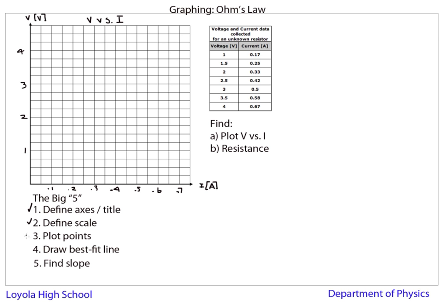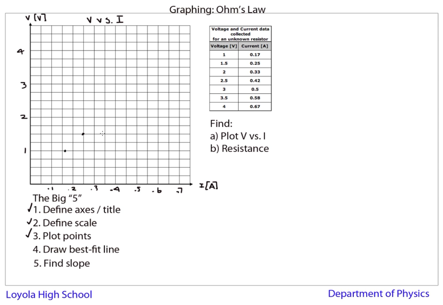Next I'm going to plot the points. So I just go in order here, and I'm going to plot each of these points. It's current, voltage, so 0.17. This is 0.15, so 0.17 is about there, and 1 is right there, so there's a data point. Plot that. Then I've got 0.25, which is right there, and 1.5, which is the halfway mark between 1 and 2.